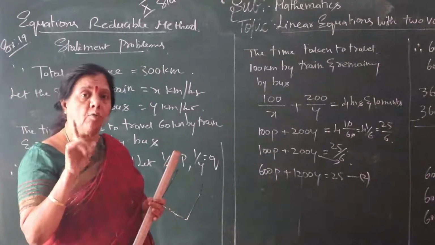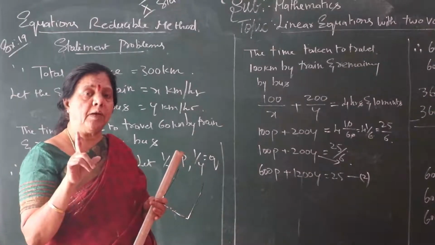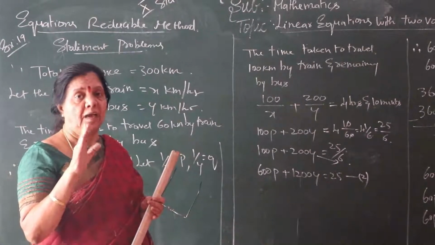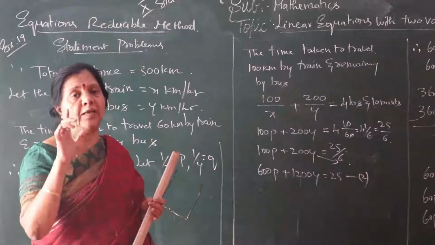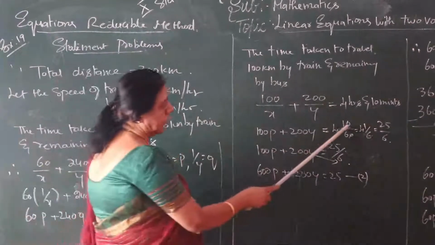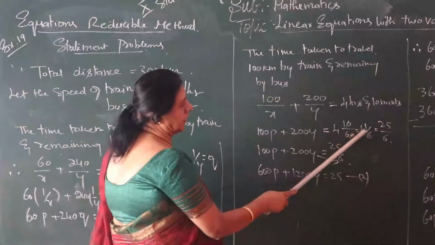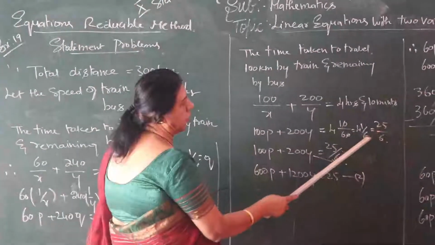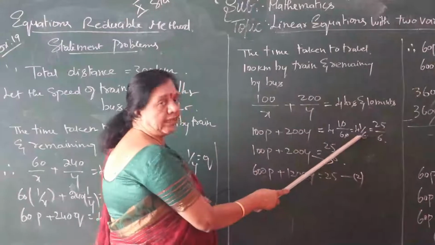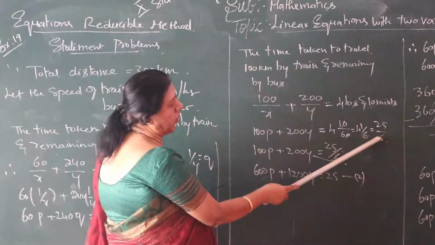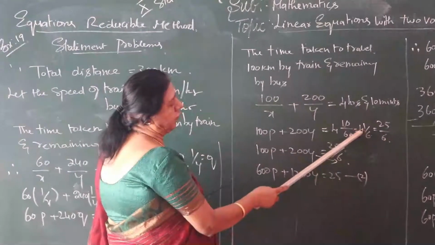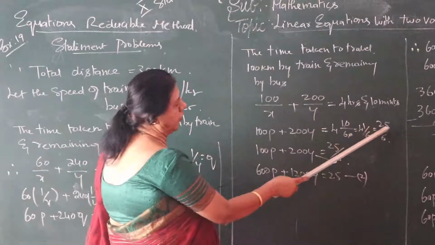So 1 hour is how many minutes? 60. 10 by 60, 0 cancel, 1 by 6 you are getting. So 4 hours 10 minutes is 4 plus 10 by 60, 0 cancel, is equal to 4 and 1 by 6. It is a mixed fraction, so make it an improper fraction. 6 into 4, 24. 24 plus 1, now 25.